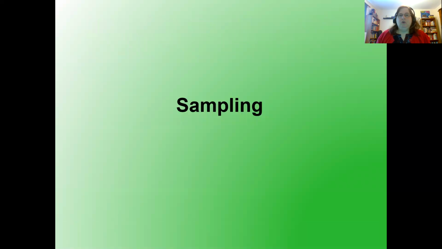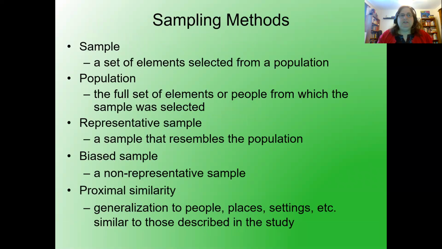Now I want to turn over to talk a little bit about sampling. We'll spend a little bit more time on sampling today. Okay, so in order to talk about sampling and sampling methods, I want to make sure that we have a few terms all set and straight together. For example, sample. A sample is the set of elements that are selected from a population. Whatever set of elements are selected from a population, that's your sample.